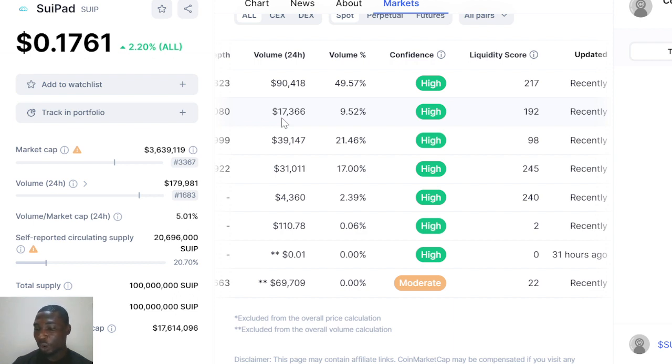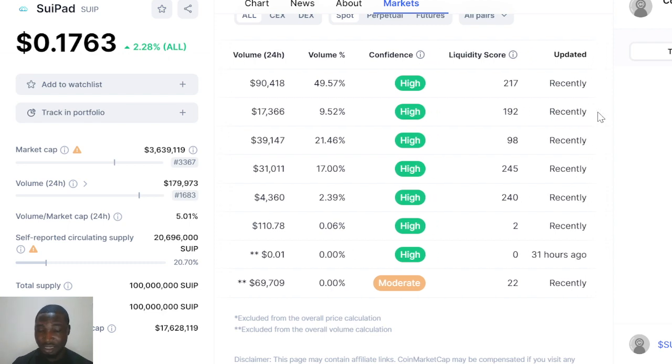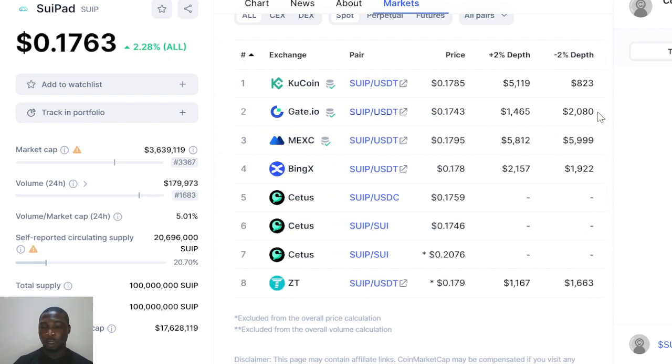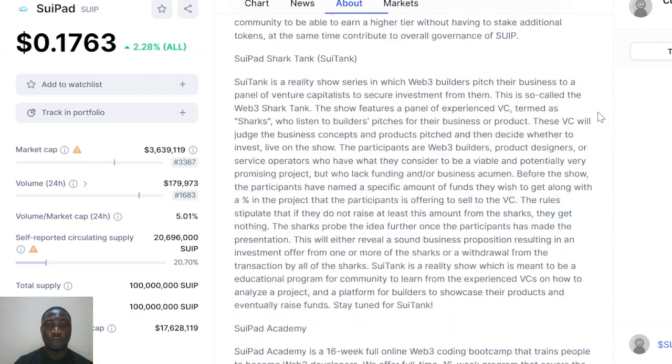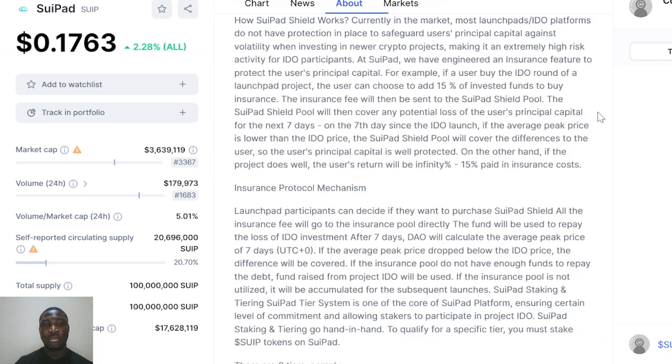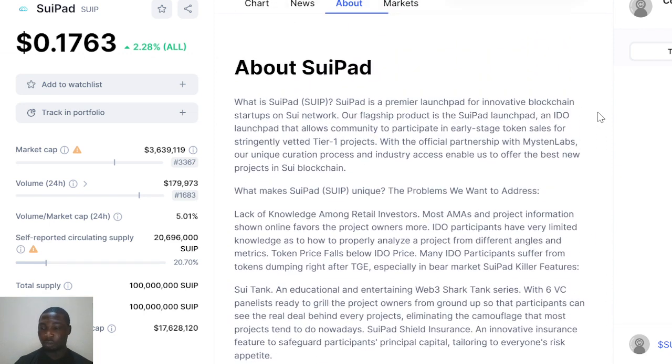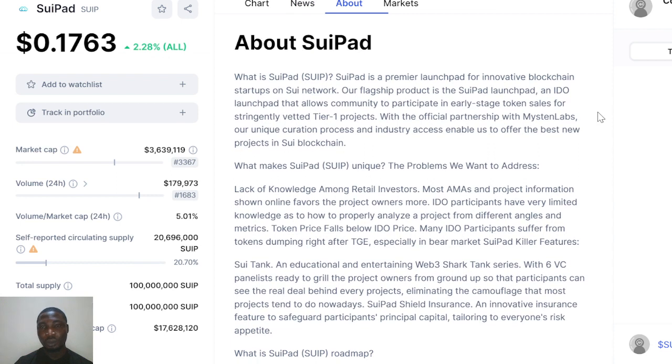We need to take note of what the project is actually about. How can we get an edge in the market space? These are points we need to consider when talking about a project like this. You can see it's trading high on gate.io. Look at the liquidity score, which was recently updated. These are all points we need to understand about a project like this. What are they really all about?